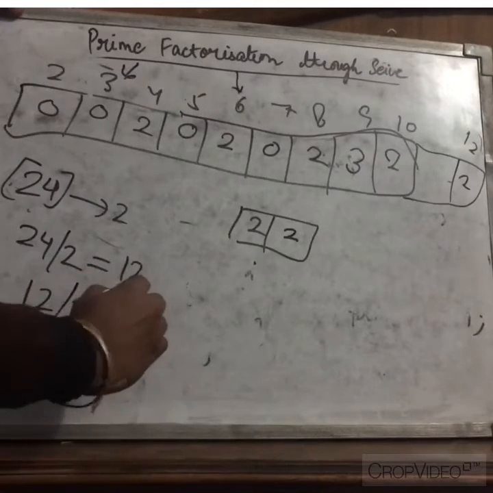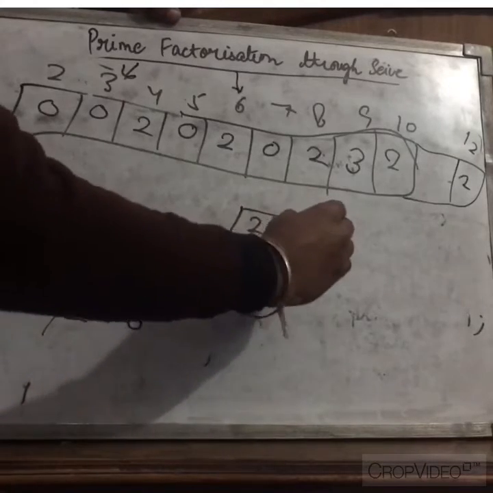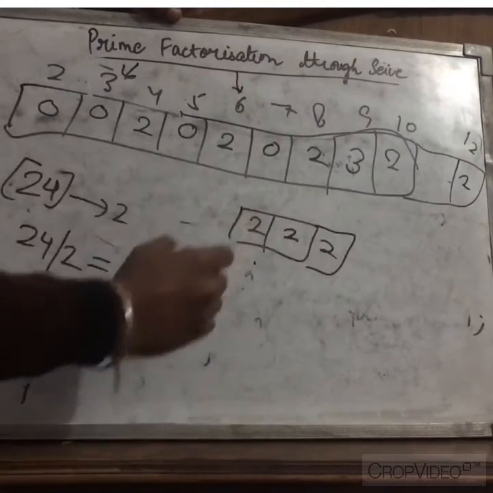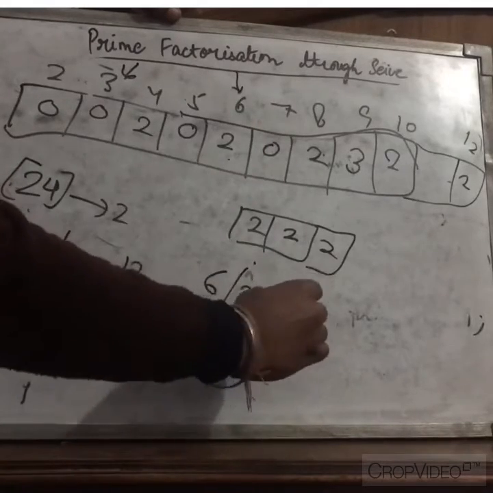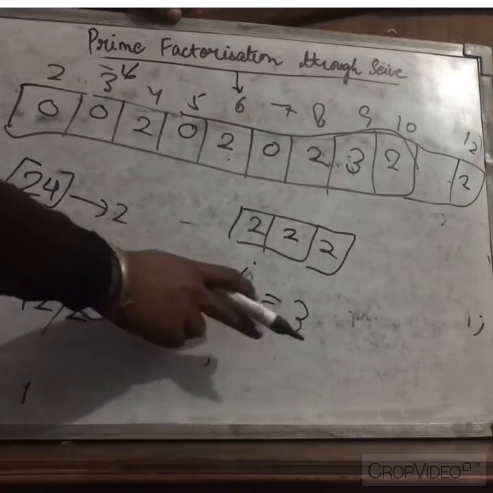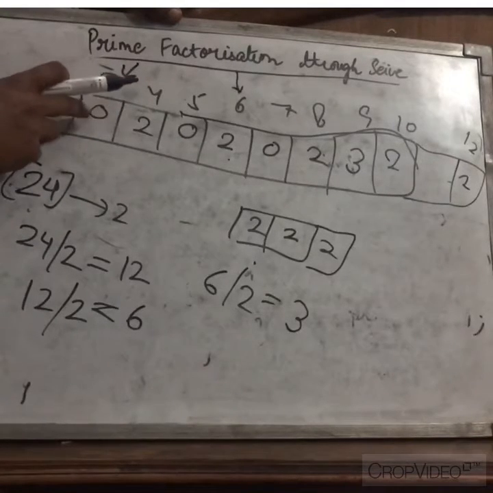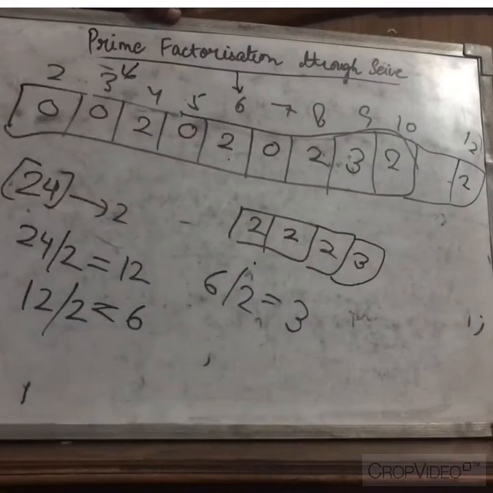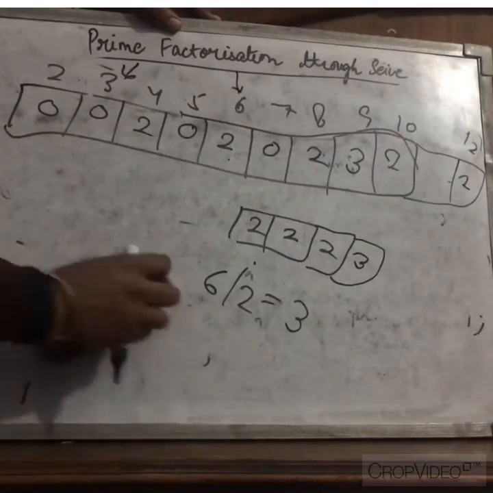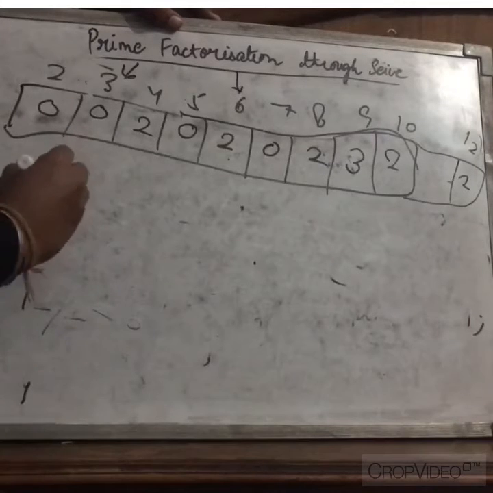What do I get? 6. Now what is 6 storing? 6 is storing 2. Push it into the array and divide by 2, which gives 3. What is the value stored at 3? 3 is 0. This means that 3 is a prime number. So push it into the array and break out of the loop. So it is a simple algorithm. Let me take one more example for better understanding. Let us consider 18.